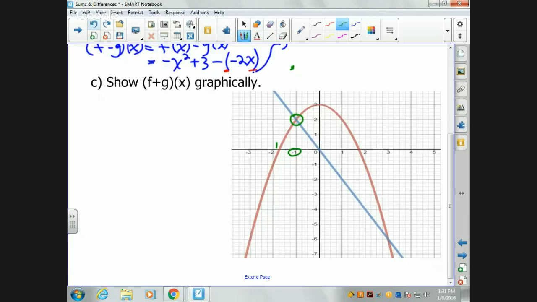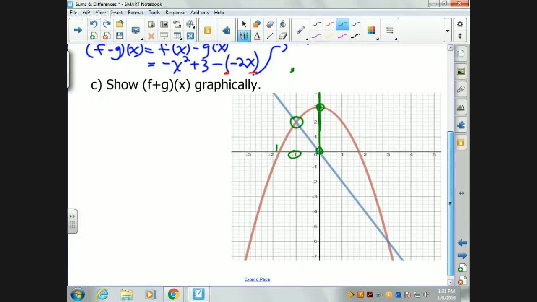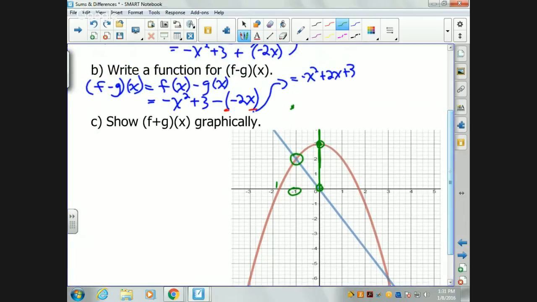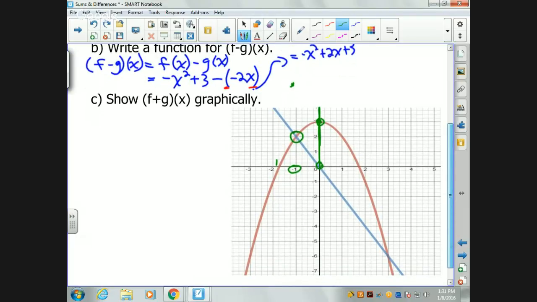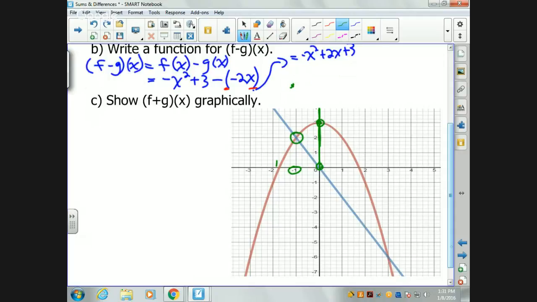So for instance, if we want to know the y value here at x equals 0, we take the two y values and add them together. So here the y value is 0. Here the y value is 3. 0 plus 3 is 3. Is that okay? We could probably do it over here as well. I'm just trying to see where else we can do this.